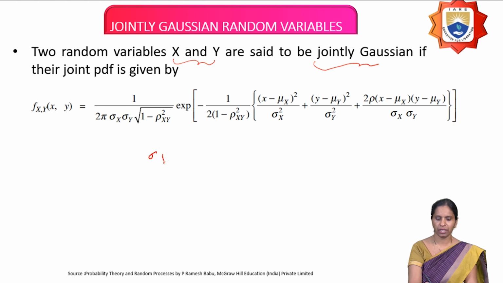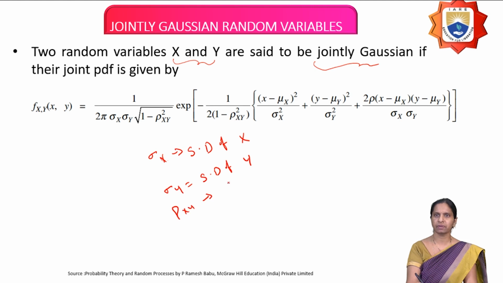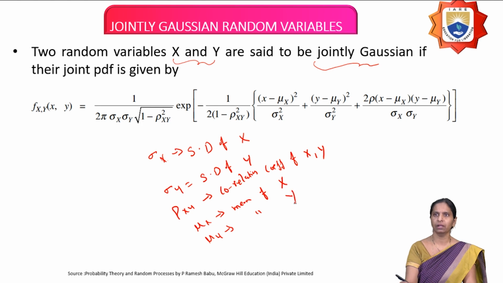Here, what is sigma x? Sigma x is called the standard deviation of the random variable x. What is sigma y? It is the standard deviation of the random variable y. And what is rho xy? Rho xy is called the correlation coefficient of the random variables x and y. Mu x is the mean of the Gaussian random variable x, and mu y is the mean of the Gaussian random variable y.